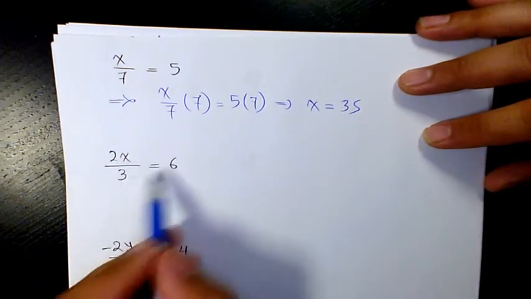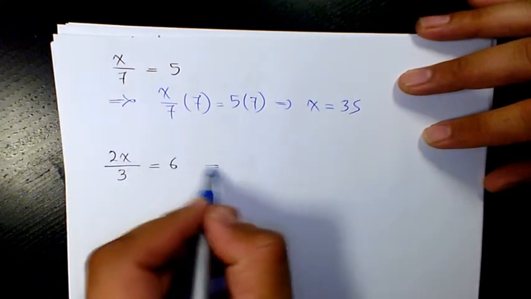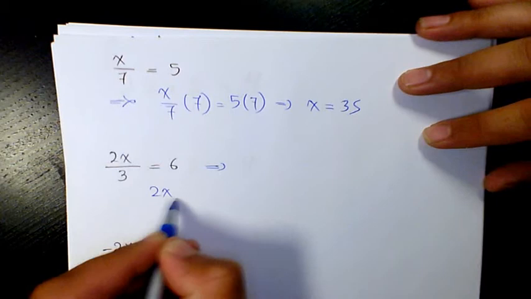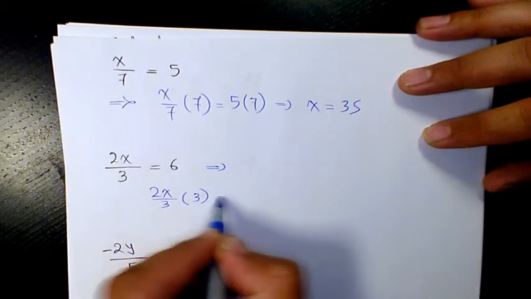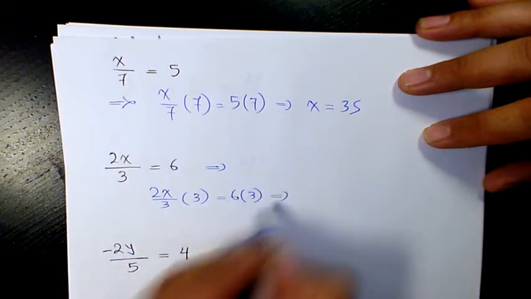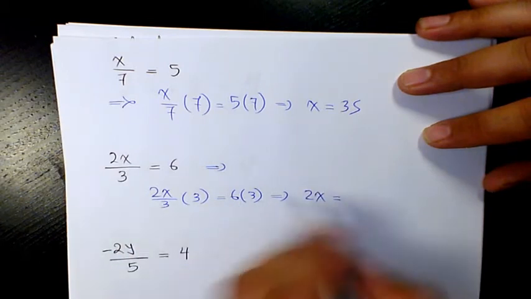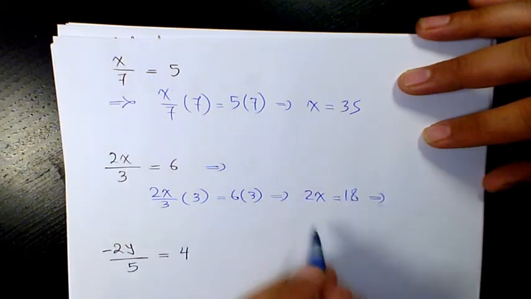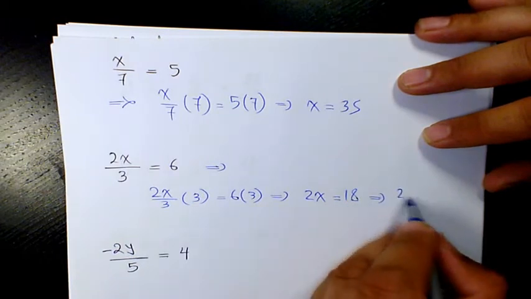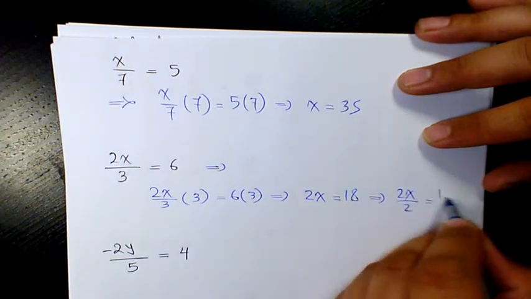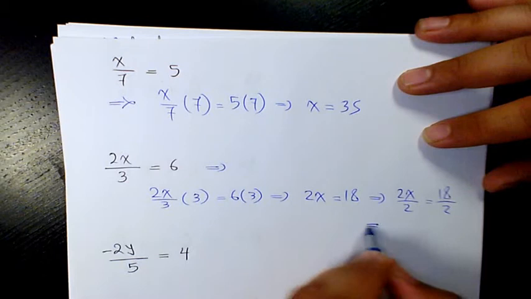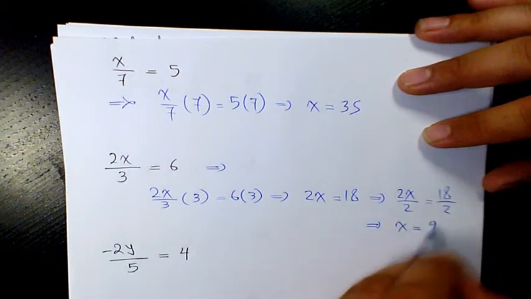2x divided by 3 equals 6. So we have 2x divided by 3 times 3 equals 6 times 3. So 3 divided by 3 cancels out, and we have 2x. 6 times 3 is going to be 18. So 2x equals 18. I need to divide both sides by 2 in order to isolate x. So it's going to be x equals 18 divided by 2, which is 9.